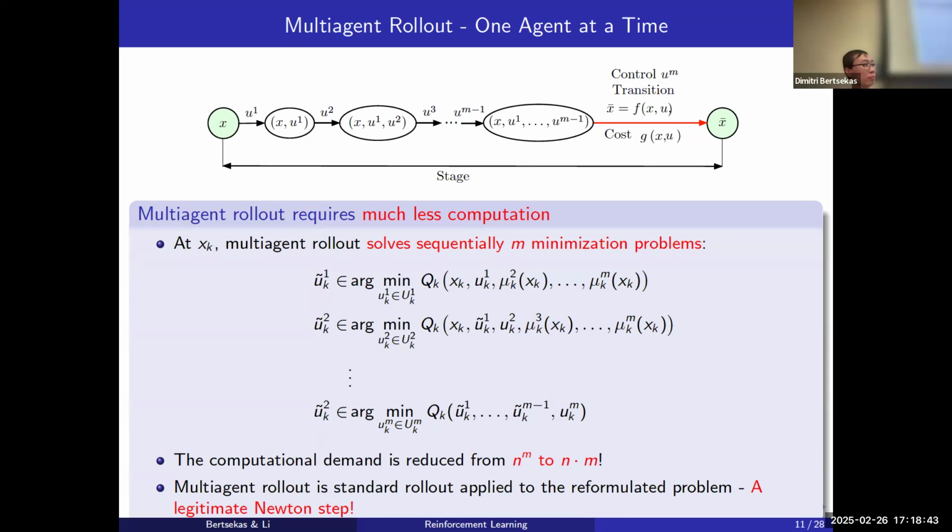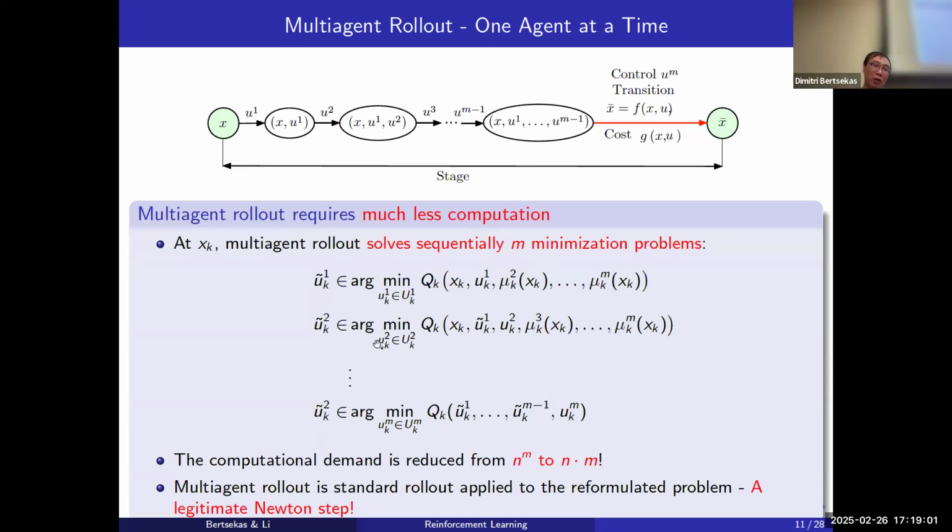Okay. So the standard rollout and the multi-agent rollout have similar performance, empirically? Yes. Is there any way that we can prove that? Well, not that I'm aware of. What we can prove is kind of low-hanging fruit.